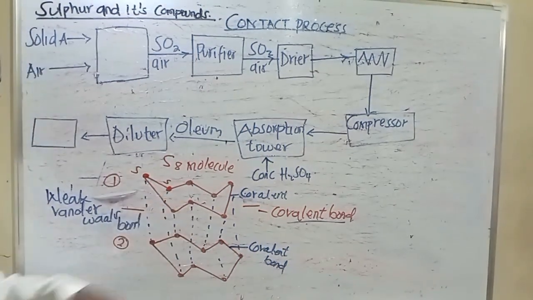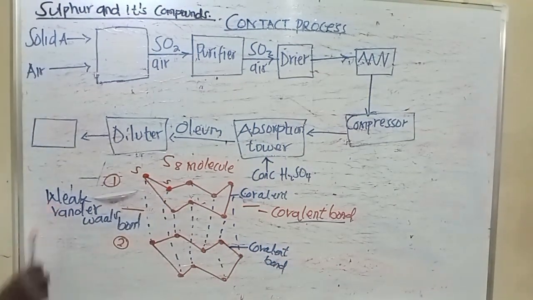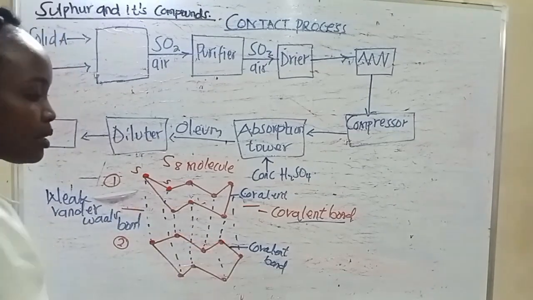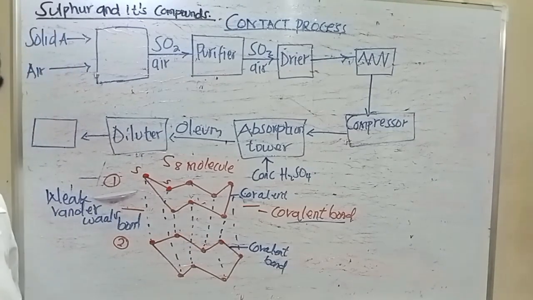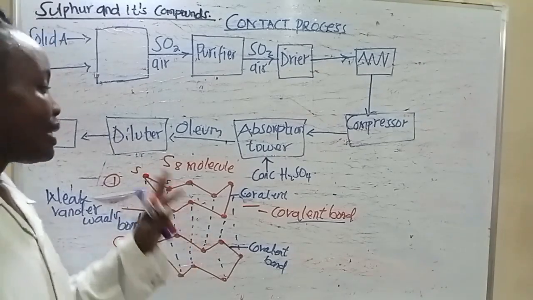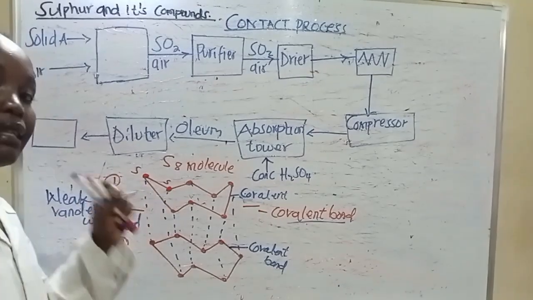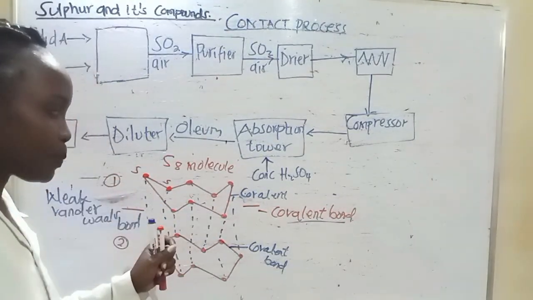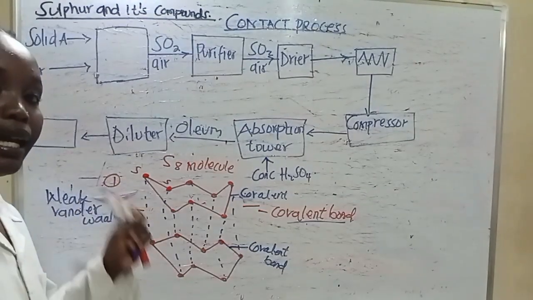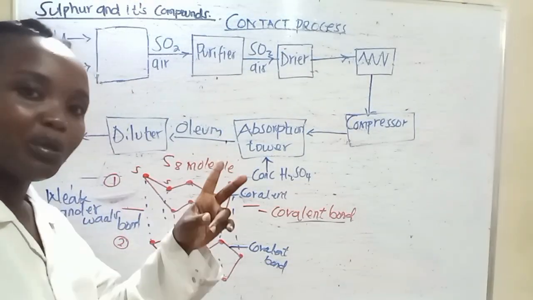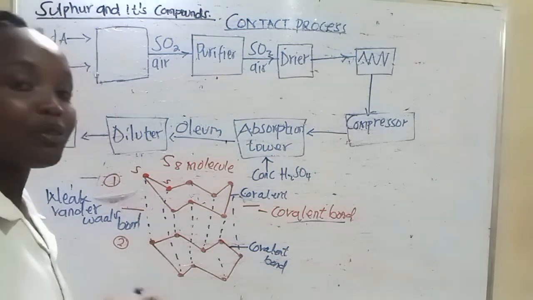Between one molecule and another molecule, we have which type of bond? Weak van der Waals forces of attraction. But between one sulfur atom and another sulfur atom, we have the covalent bond. Now, why is it important to know this? It is important to know this because sulfur has allotropes. The allotropes of sulfur are which one and which one? We have 2. We have monoclinic and we have rhombic.